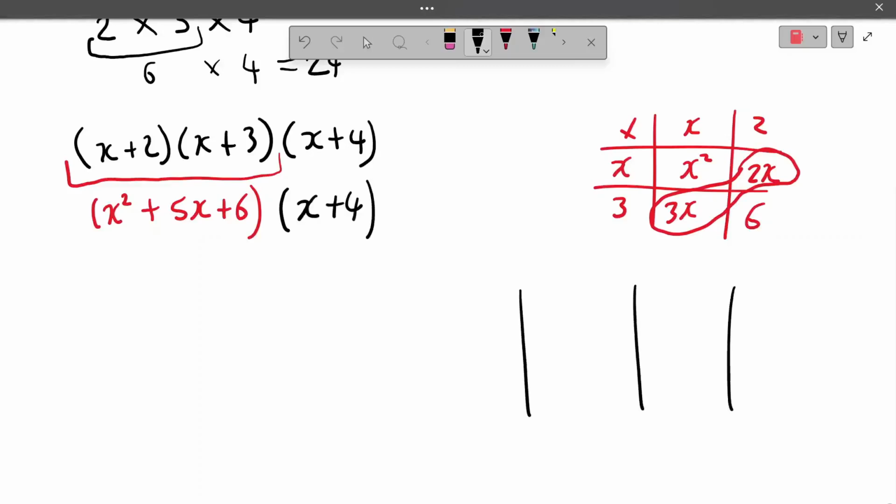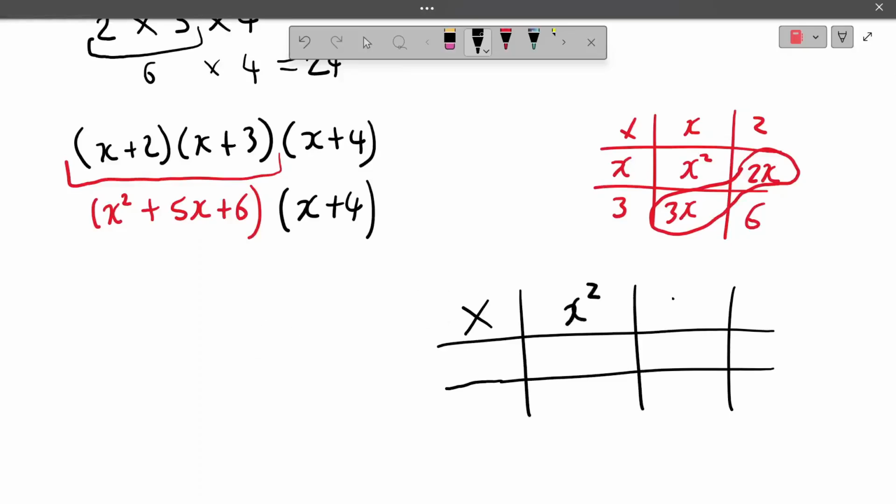So then I'll just do another grid. Like with numbers, we have to work out the first two bits first and multiply them together. It's just the same with algebra. So, x squared plus 5x plus 6, and x and 4. x squared times x gets you x cubed. x times 5x gets you 5x squared. x times 6 is a wonderful 6x. x squared times 4 is 4x squared. 4 times 5 is 20x. And 6 times 4 is 24.